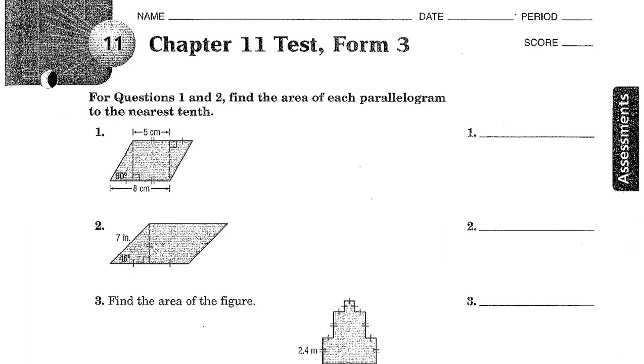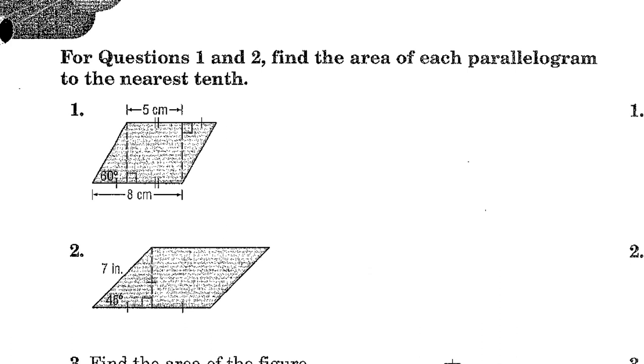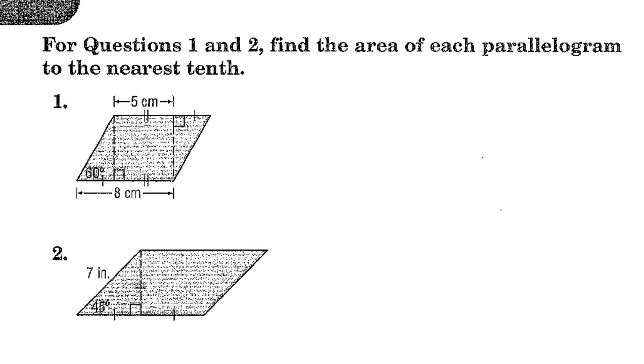All right, let's do this. First things first, let's find the area of this parallelogram looking thing here. Of each parallelogram. So here's the parallelogram. Well, we have the base, and we know the area is just base times height. So the area is just 8 times whatever the height is.